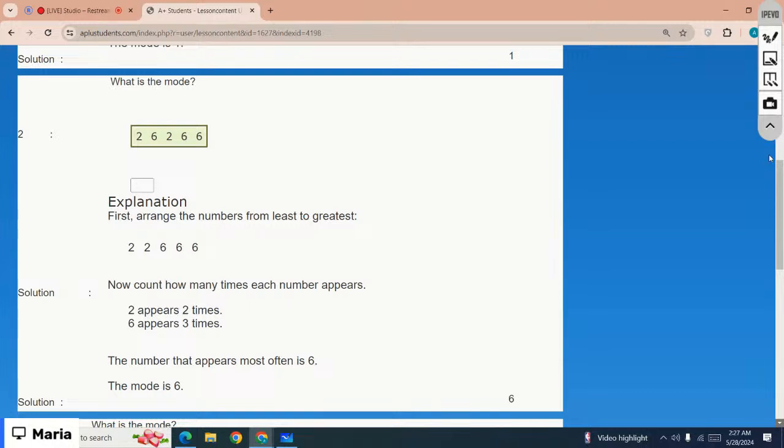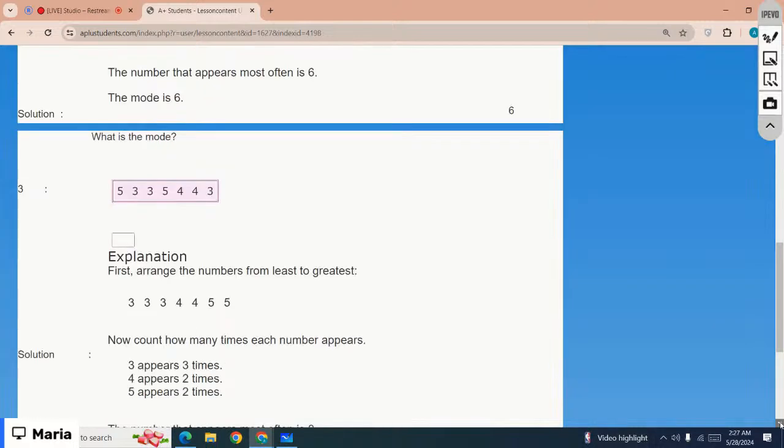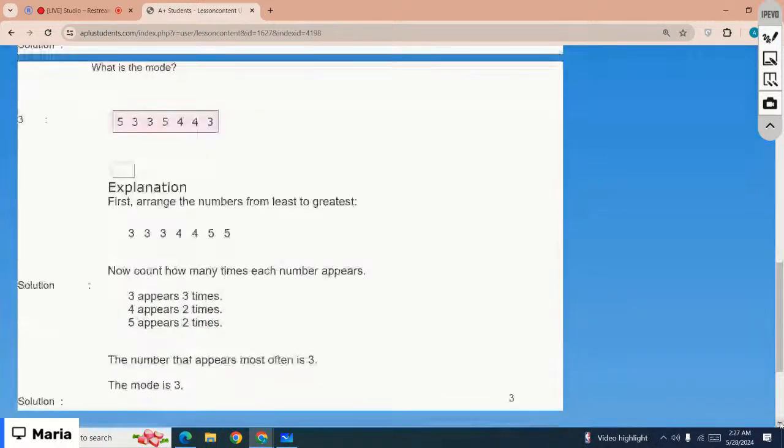The correct option is 6 because 6 appears 3 times in the given data. So the mode is 6. What is the mode? Which is the correct option?